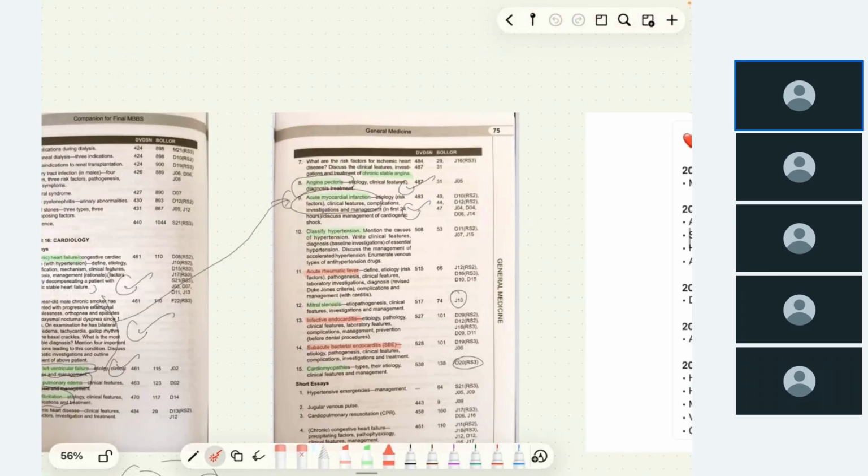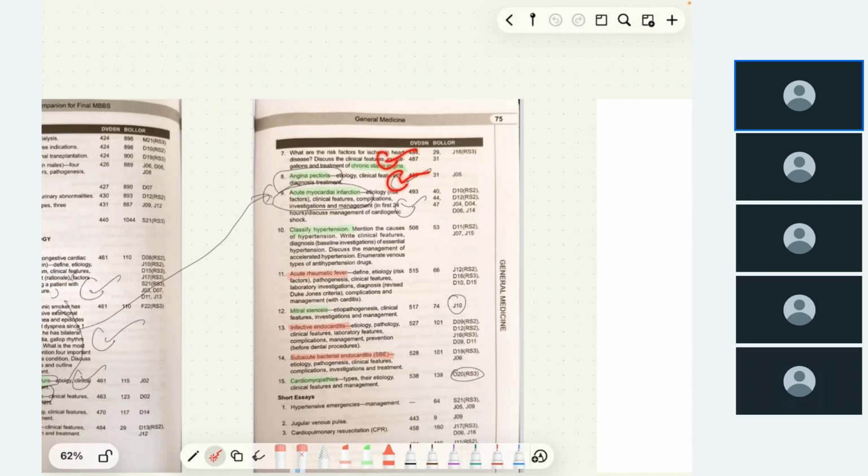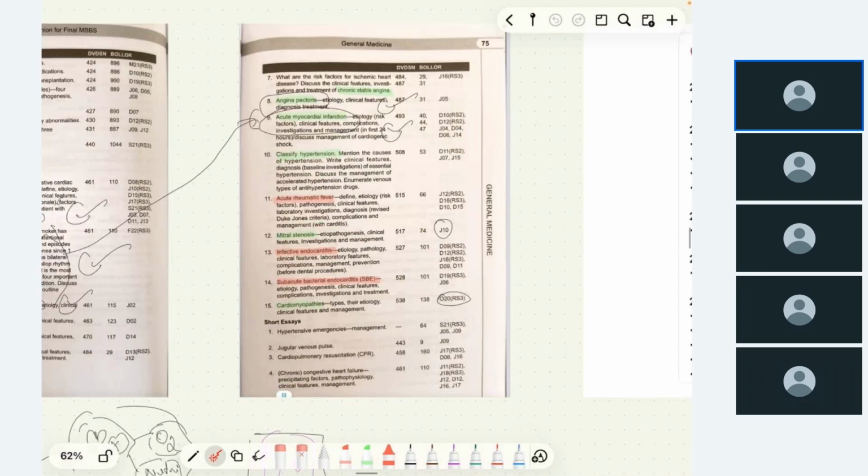Angina pectoris we discussed, chronic stable angina we discussed, acute MI we discussed. Now we are going on to discuss hypertension, all about hypertension. Under 10 marks, we will be left with mitral stenosis and cardiomyopathies. Cardiomyopathies is asked only once as a 10 marker, so we'll be discussing it under 5 marker questions, where it is most commonly asked.